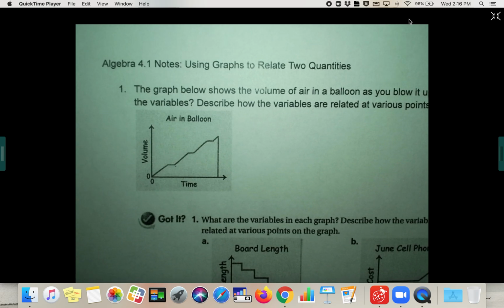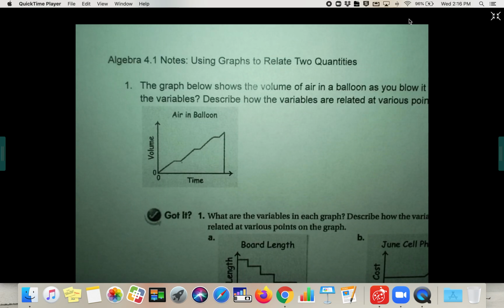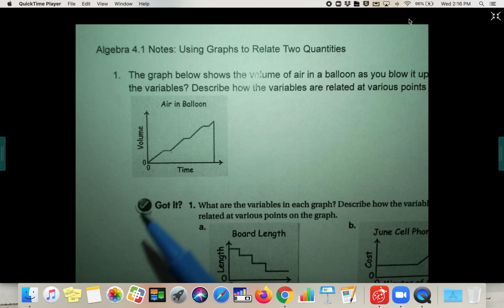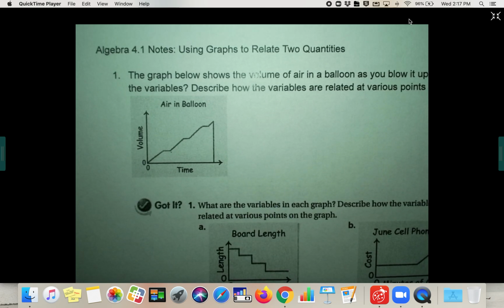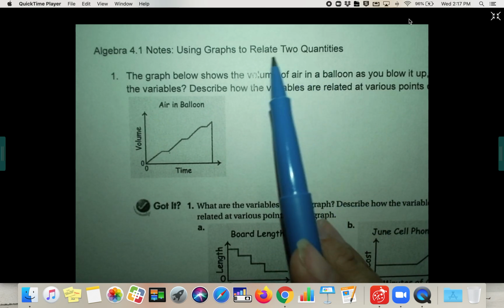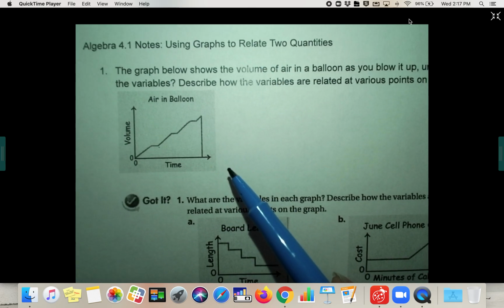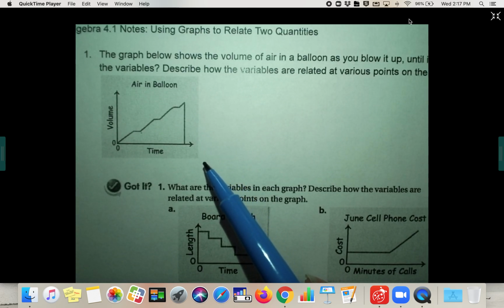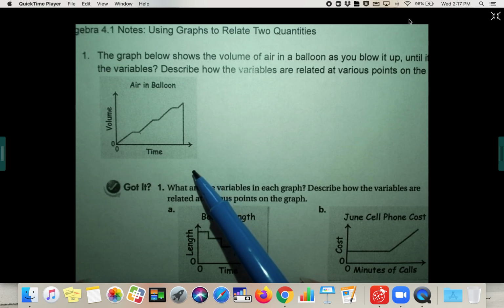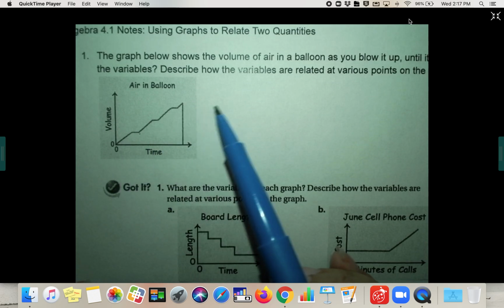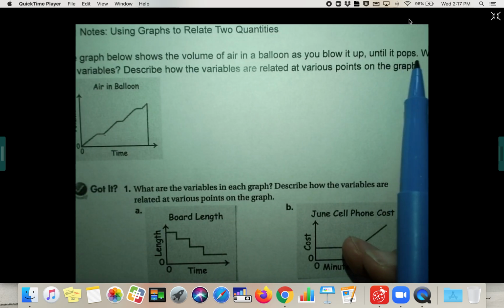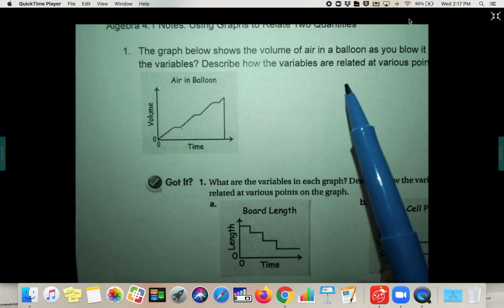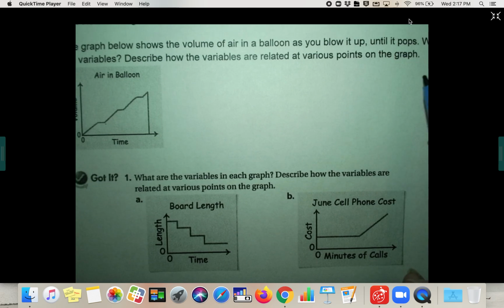All right, for lesson 4.1 for algebra, we are just starting to look at graphs as representations of two different quantities and how they can relate. So let's take a look at number 1. It says the graph below shows the volume of air in a balloon as you blow it up until it pops. What are the variables? Describe how the variables are related at various points on the graph.